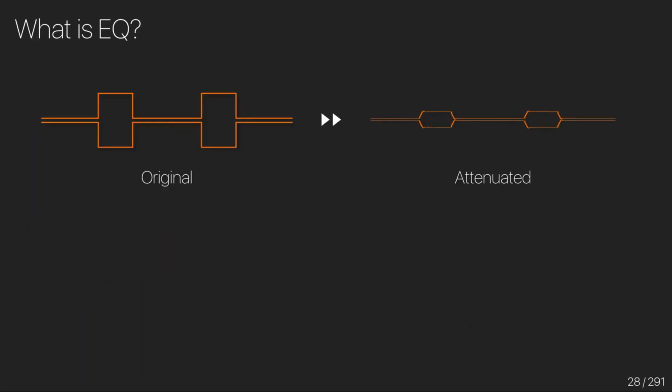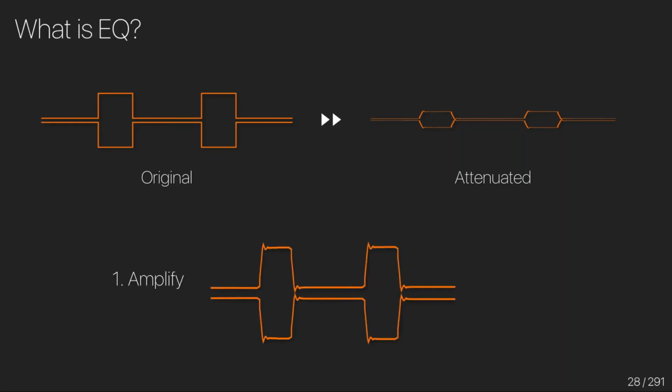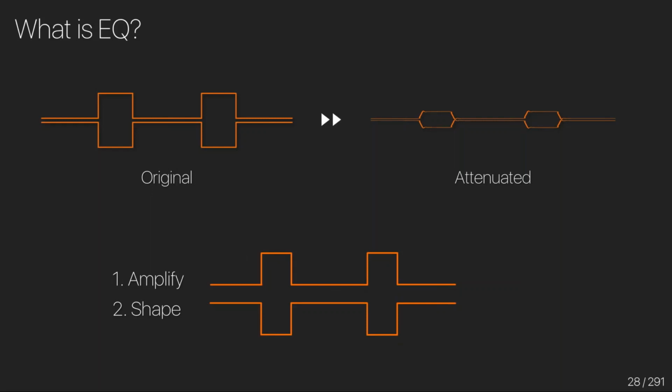So what is equalization? On the left, you can see our square original signal. And then on the right, you can see the attenuated version of it. So the first thing we need to do is amplify the signal. However, when we amplify it, we're not just amplifying the original signal, we've amplified the noise as well. You can see here we have the overshoots and undershoots. So we need to get rid of these. And so the equalization circuits will cut the overshoots and undershoots out, and then we have the original noise-free square wave. And so this is what the EQ chips are doing.